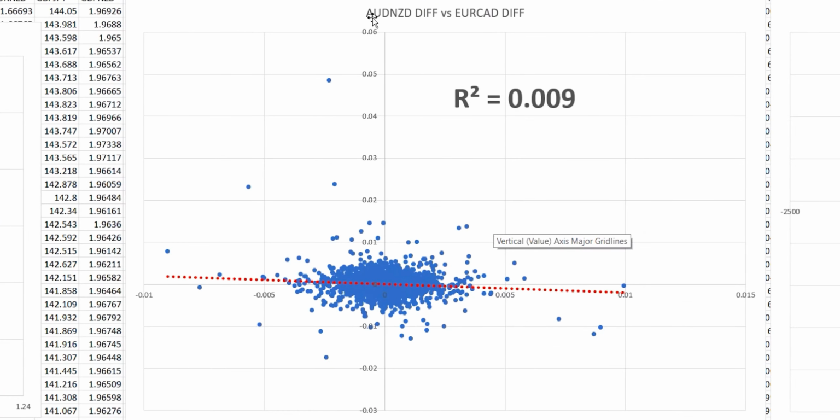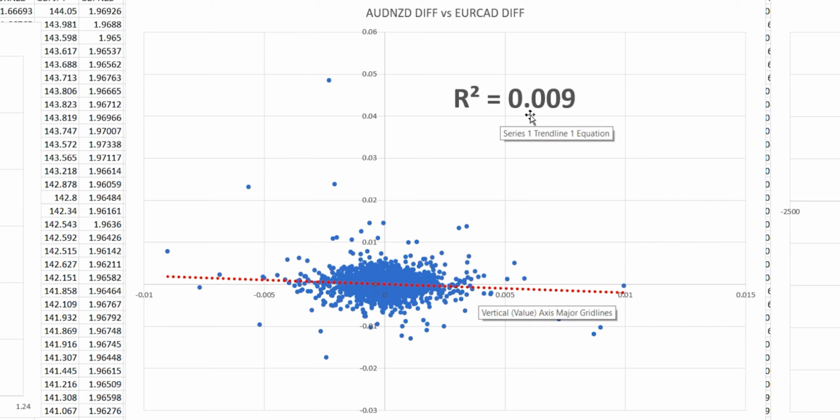So here we have two Forex pairs that don't have any common component. So we have Australian dollar, New Zealand dollar, and the Euro CAD. And look at the difference that makes. Here the R squared value is just 0.009.